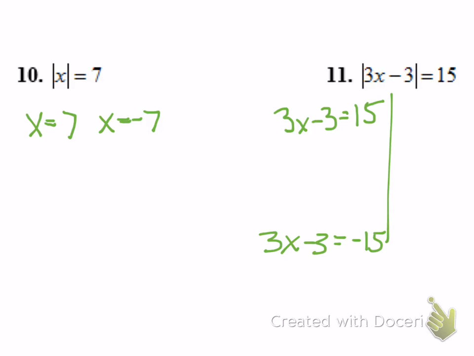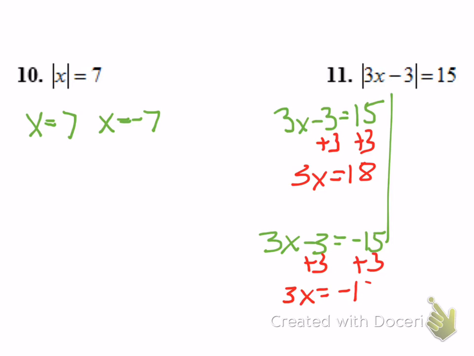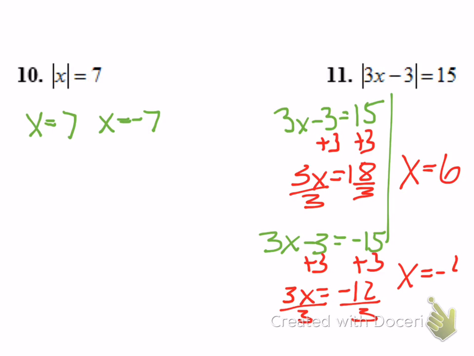I can now solve these. Whatever I do to one, I will have to do to the other one, so plus 3, plus 3. That gives me 3x equals 18, 3x equals -12. Now I can divide by 3, and I get x equals 6, x equals -4.